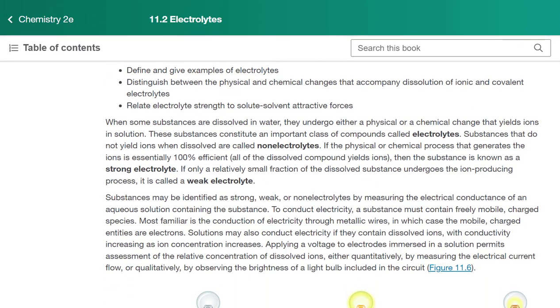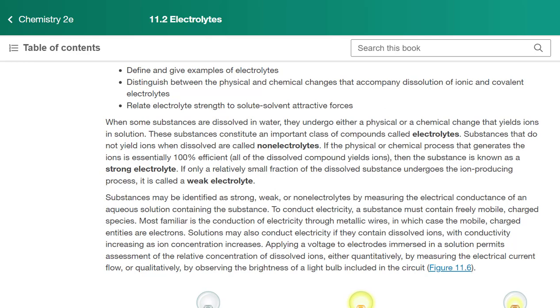So based on that definition, you might believe that ionic compounds are probably going to be electrolytes, and you're right. When an ionic compound dissolves in water, it is always breaking apart into ions. So all ionic compounds are electrolytes. Some molecular compounds are non-electrolytes, and some are electrolytes.